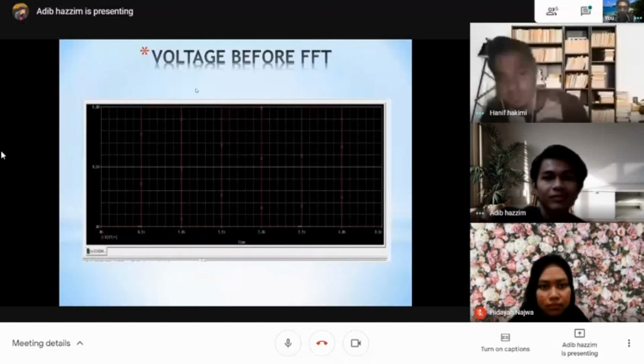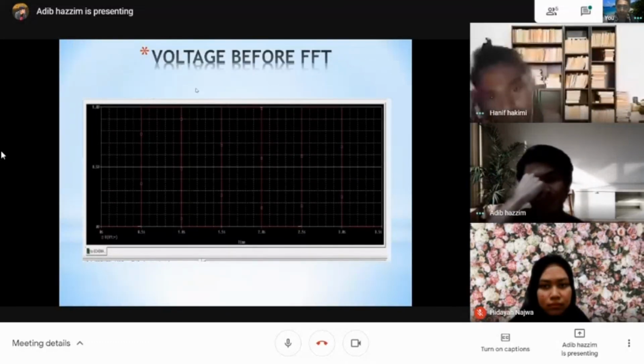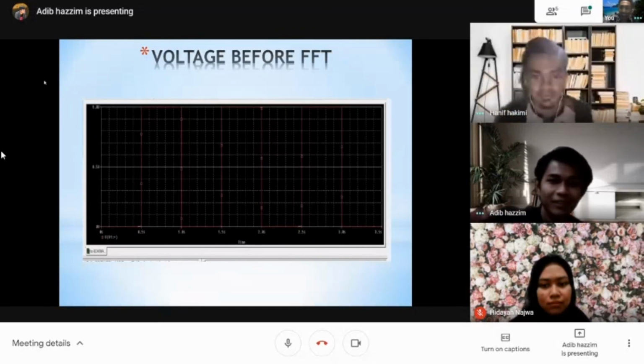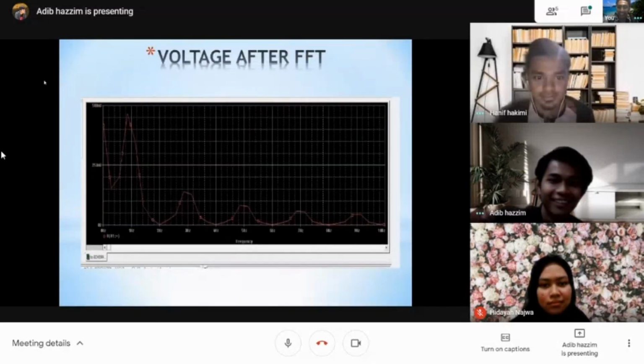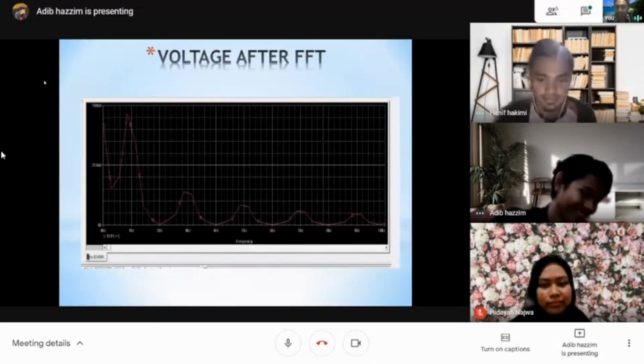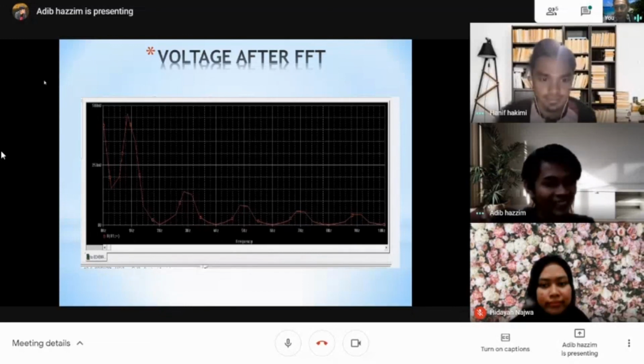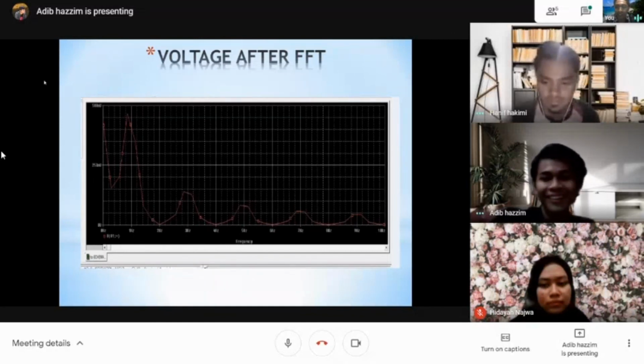Okay, this is the voltage from simulation before FFT, and we get 1 volt. And this is the voltage after FFT, and we get the result about 0.5, 0.49, and it is about the same with our calculation result.